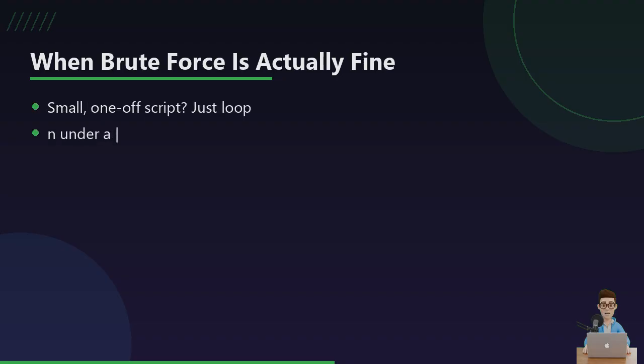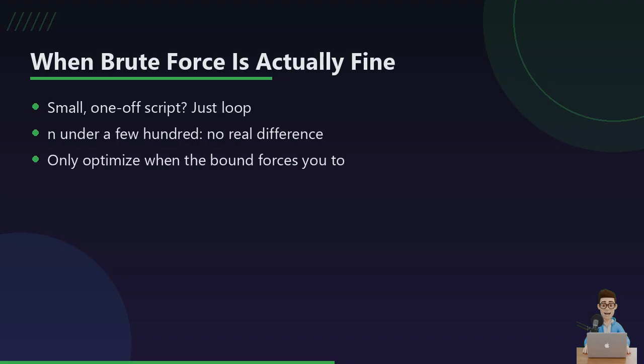If you're writing a quick one-off script on a small list, don't bother with the staged set trick. The triple loop is easier to trust and just as fast in practice. The moment you see n creeping toward the problem's stated limit, that's your cue to switch.